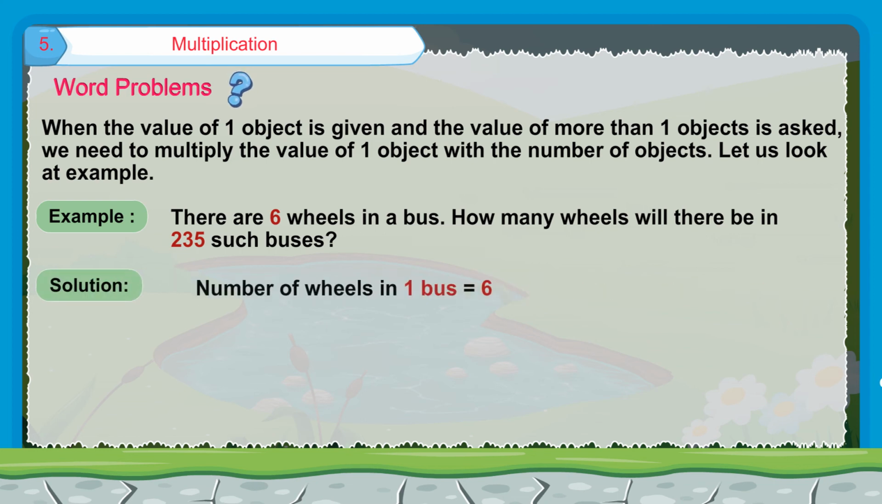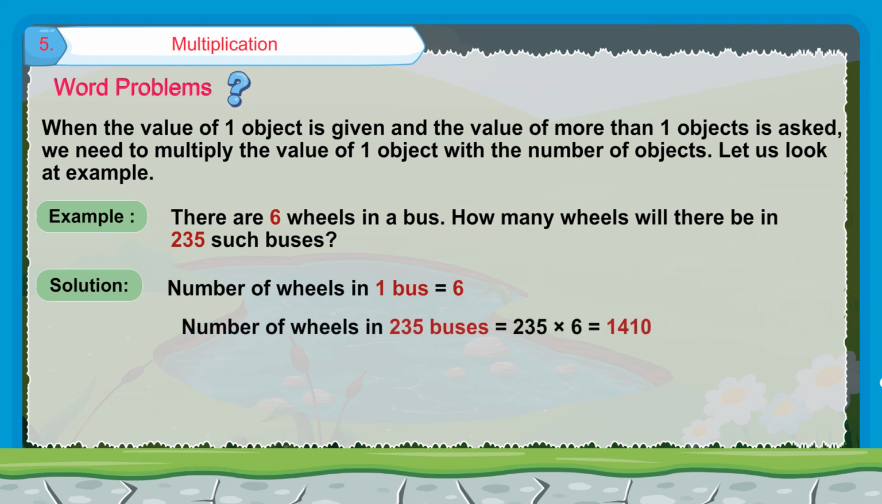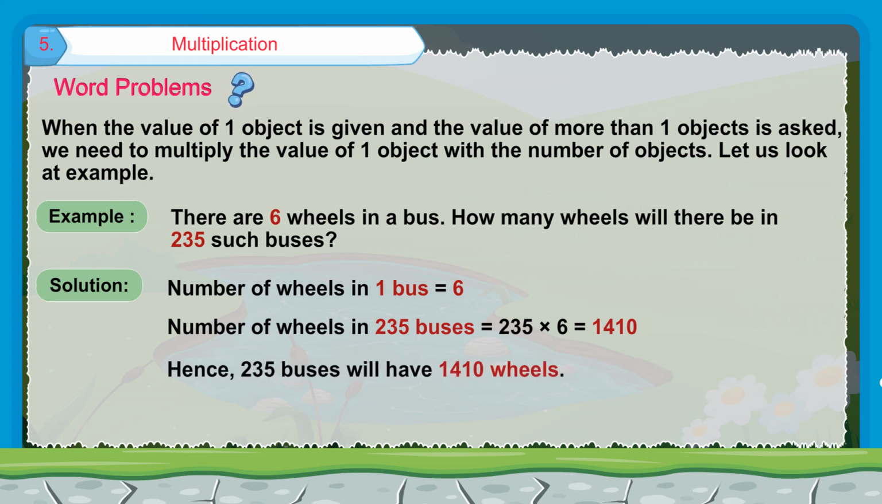Solution. Number of wheels in one bus is equal to 6. Number of wheels in 235 buses is equal to 235 into 6 is equal to 1410. Hence, 235 buses will have 1410 wheels.